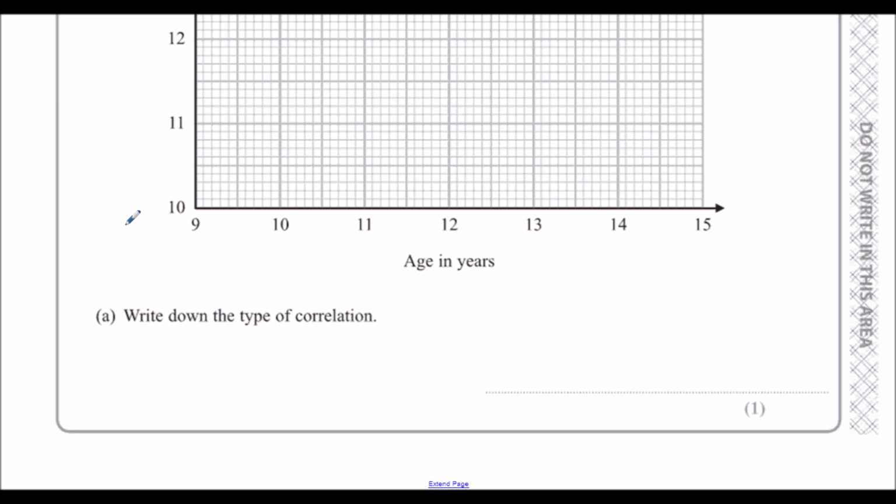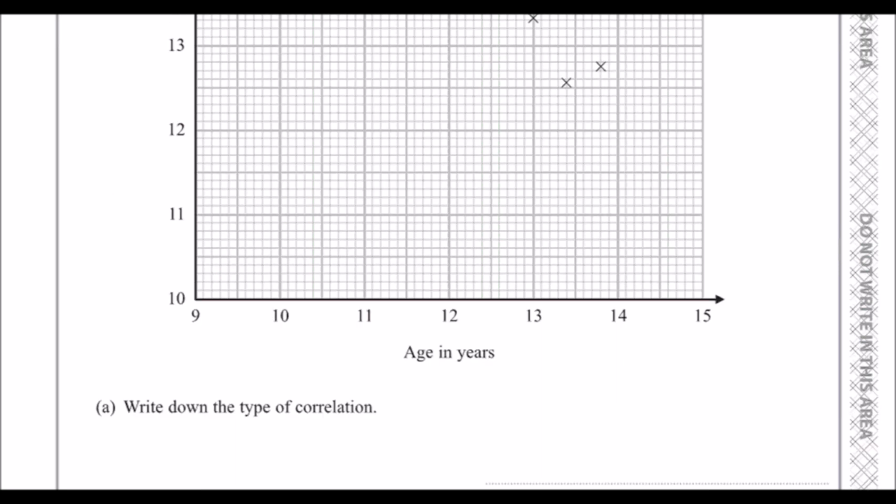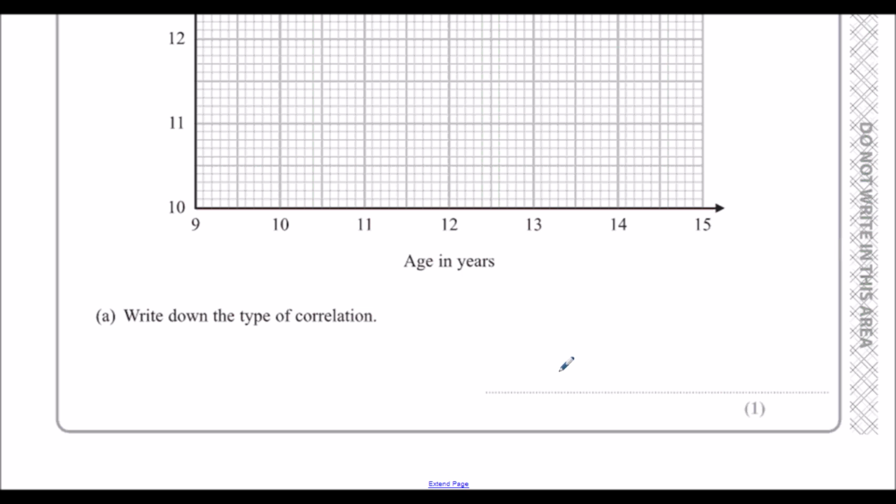Question 1A, write down the type of correlation. So we can see it's going down: as the age goes up, the time goes down. So it's called a negative correlation. So negative.